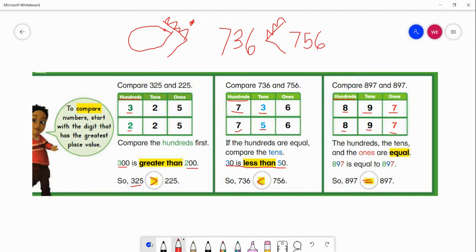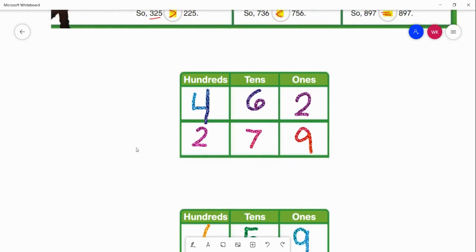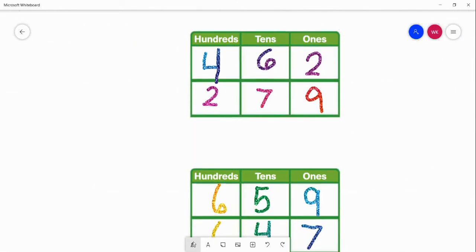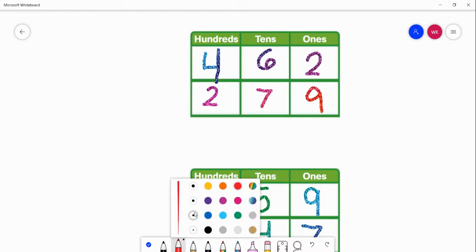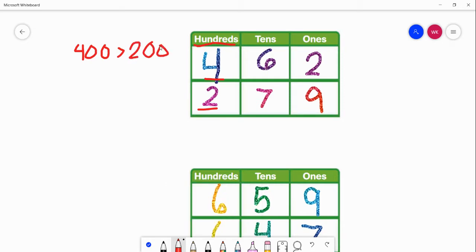So those are three things that we are going to be learning. We have the greater than sign, the less than sign, and the equal sign. And I have three problems for us to do. Our first one is 462 and 279. We are going to start in our hundreds place because it has the biggest value. We have a 4 and a 2. So 400 is greater than 200, right? Because 400 has a bigger value than 200.